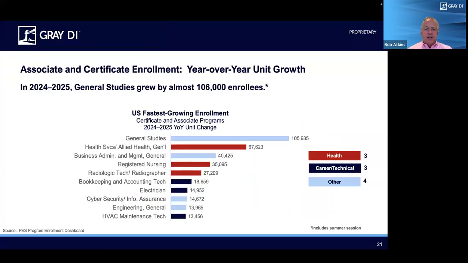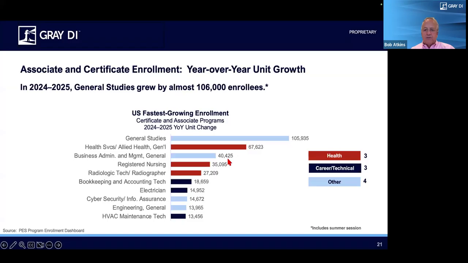What's growing? I mentioned keep an eye on general studies, and here it is, 106,000 students enrolled, and actually incremental students enrolled, so that grew by that much. Health services, we have 3 different programs in the health area: allied health, registered nursing, and RadTech. All grew substantially, well over 27,000 for all these. Business also picked up 40,000 students. So that's a trend that's repeating here.